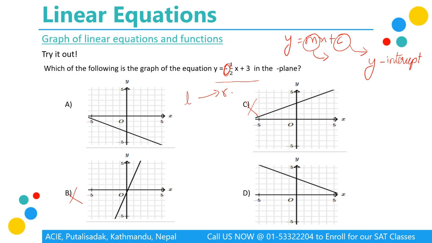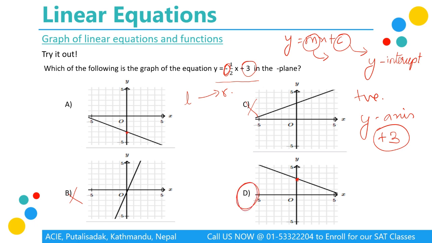Now moving on, we have over here our c intercept, which is positive. So the line that we're given is going to cross the y-axis at positive 3. Over here it crosses at positive 3. Over here it crosses at negative 3. So D is going to be our right answer.